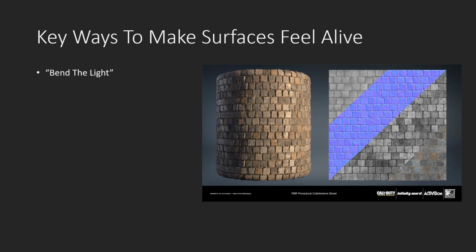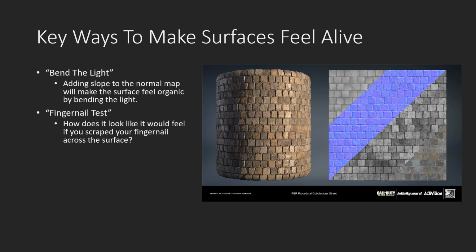So to me, there are some key ways to make surfaces feel alive. So I talk about bending the light. To me, that means adding slope to the normal map, and that will make the surface feel organic by bending the light. So if you notice here, in this slice on the cobblestone, each stone feels like it's kind of tilting.